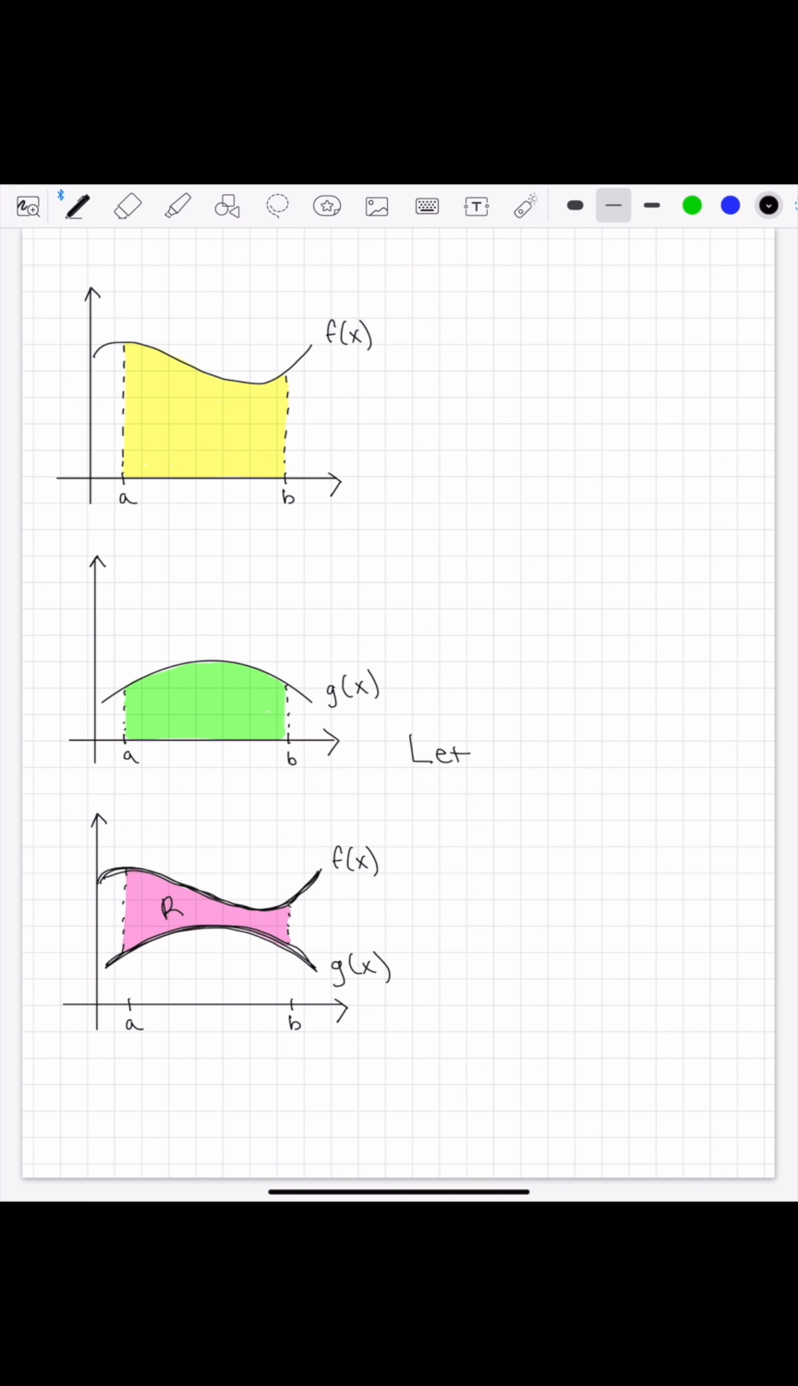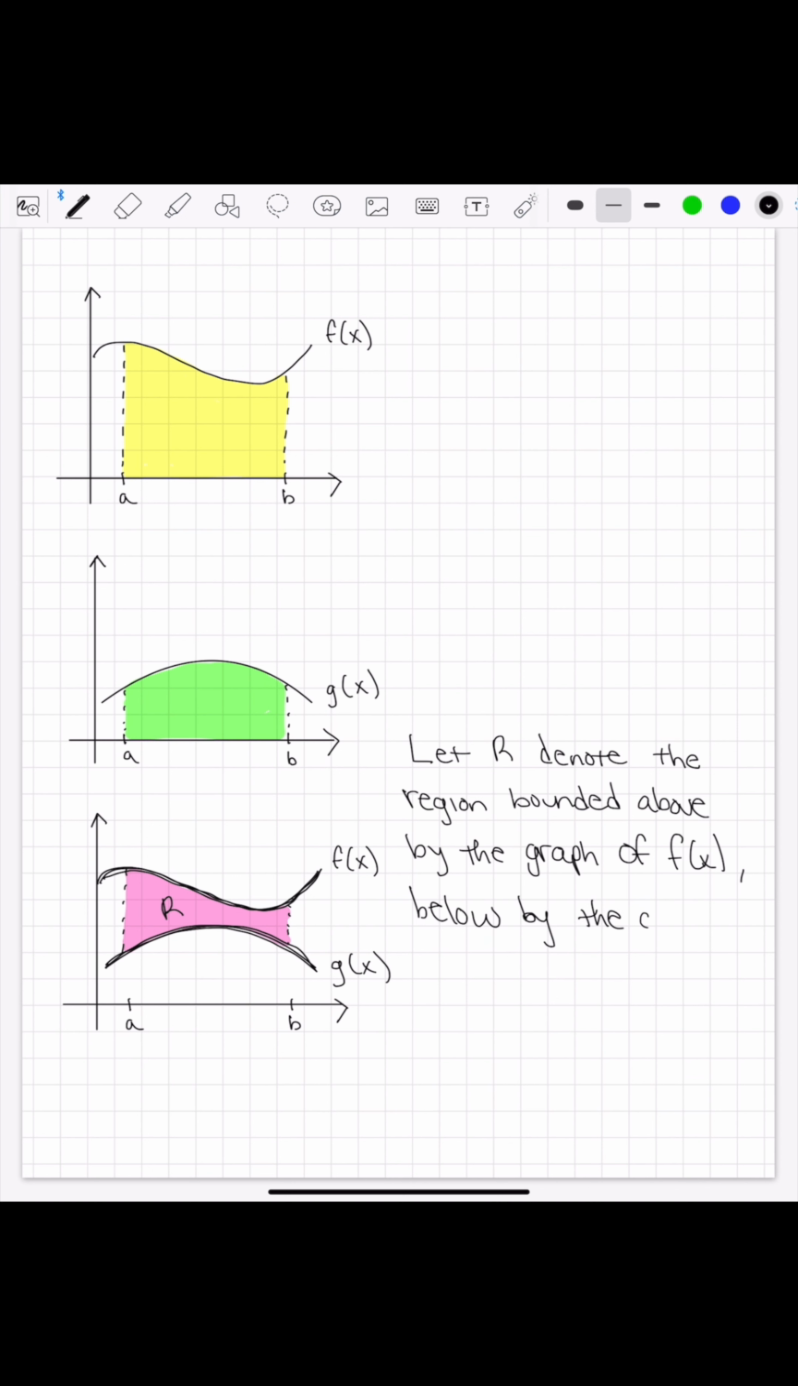So we're going to let R denote, which just means that's going to be the region bounded above by the graph or the curve of f of x, below by the graph or the curve of g of x, and on the left and right by x equals a and x equals b, respectively.